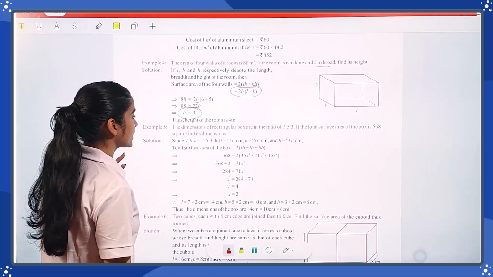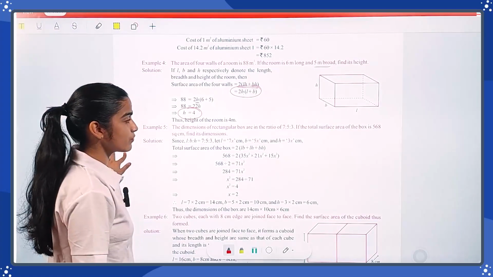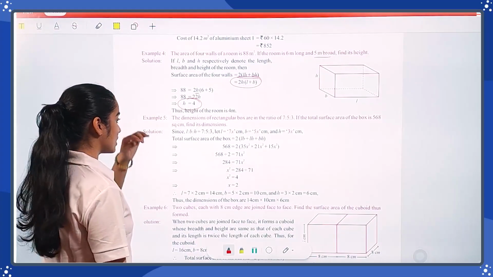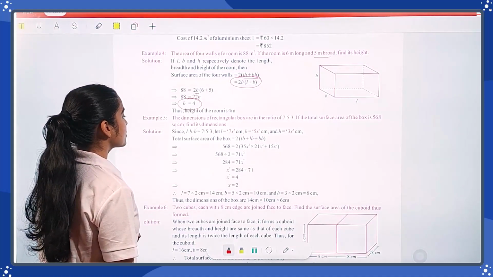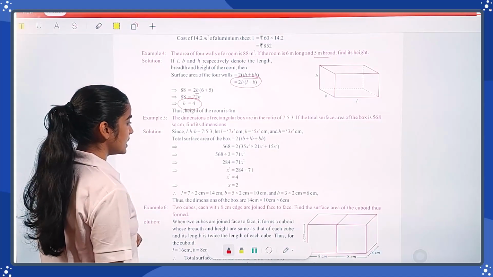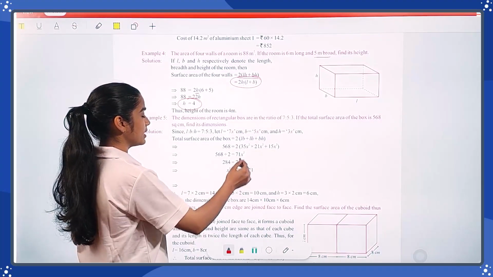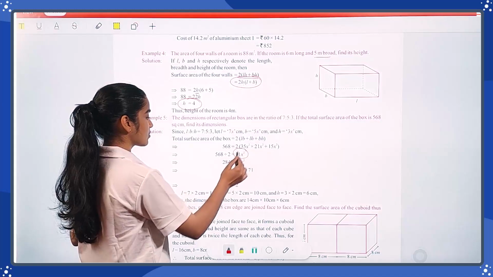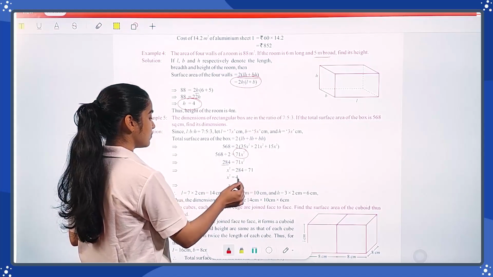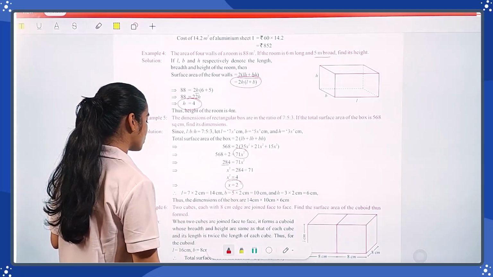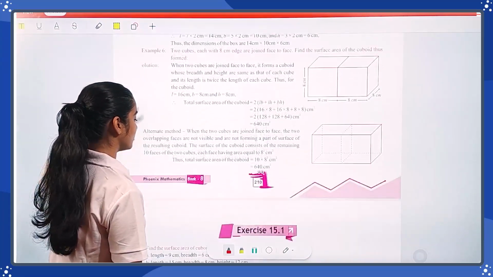The dimensions of a rectangular box are in the ratio of 7:5:3. If the total surface area of the box is 568 square centimeter, find its dimensions. That is very easy for you. You just have to multiply it out, 71 x square equals 284, and 284 divided by 71 is 4, and x is equal to 2. So in that way you can solve this question.